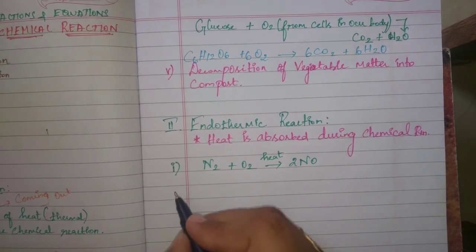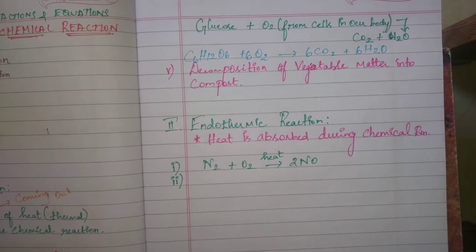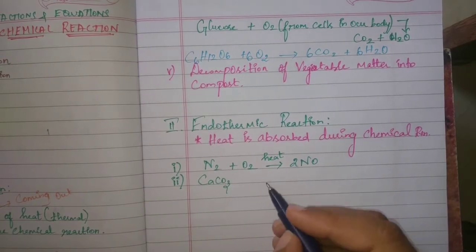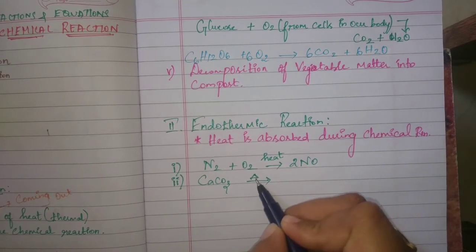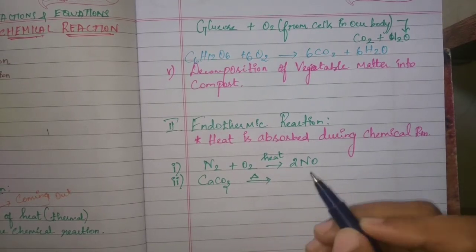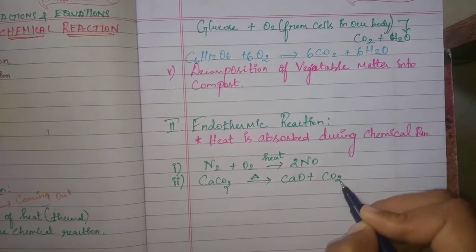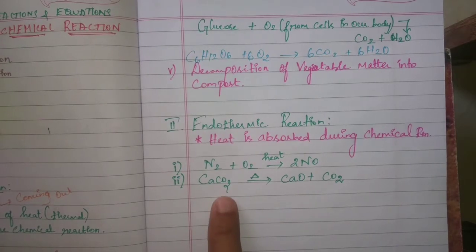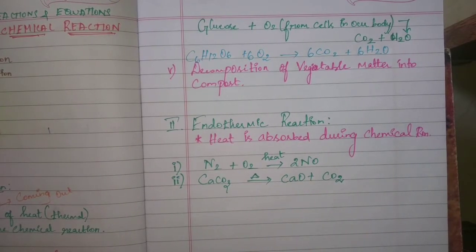Next, second. Next example, calcium carbonate. Decomposition of calcium carbonate. Here this compound intakes heat. Heat is represented by triangle symbol. So it decomposes means CaO plus CO2. One more trick I am giving students here. Whenever CO3 is there, CO2 is coming out. Okay. So this is important, students.